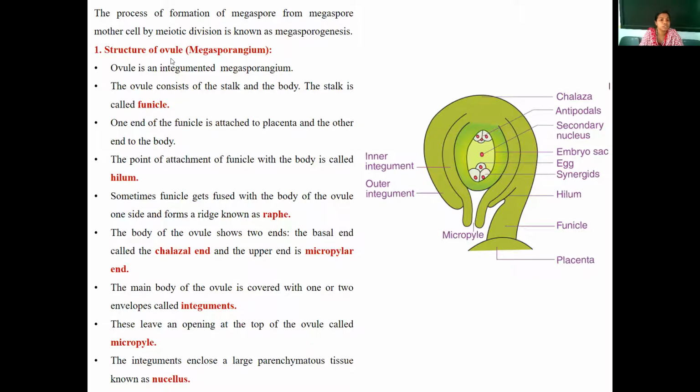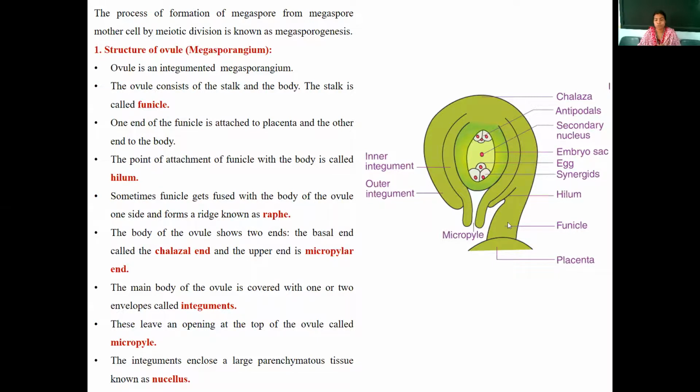So coming to the structure of ovule, otherwise called megasporangium. The ovule is an integumented megasporangium. The ovule consists of a stalk and body. The stalk we call funicle. One end of the funicle is attached to the placenta, that is the central placental tissue of the ovary. The point of attachment of the funicle to the body we call hilum. Sometimes the funicle gets directly fused with the body. We call that region raphe.